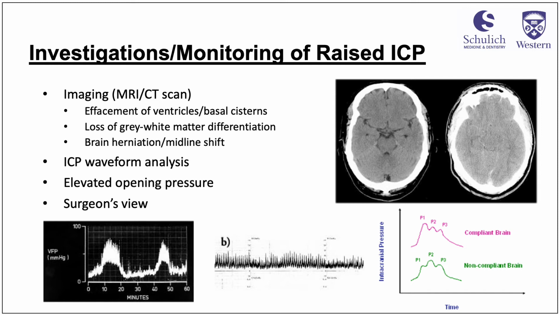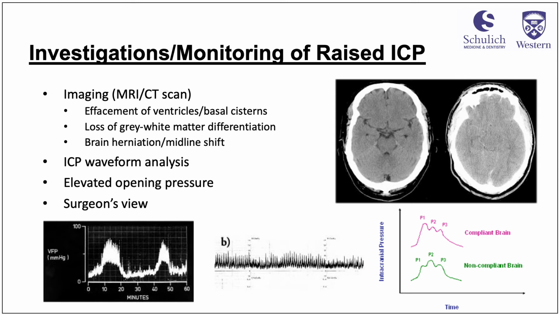You can get loss of the differentiation between the gray and white matter, and then you can start to get some of the herniation that we discussed before, and potentially midline shift, but generally that's from the actual pathology itself. Midline shifts are not caused necessarily from the ICP.